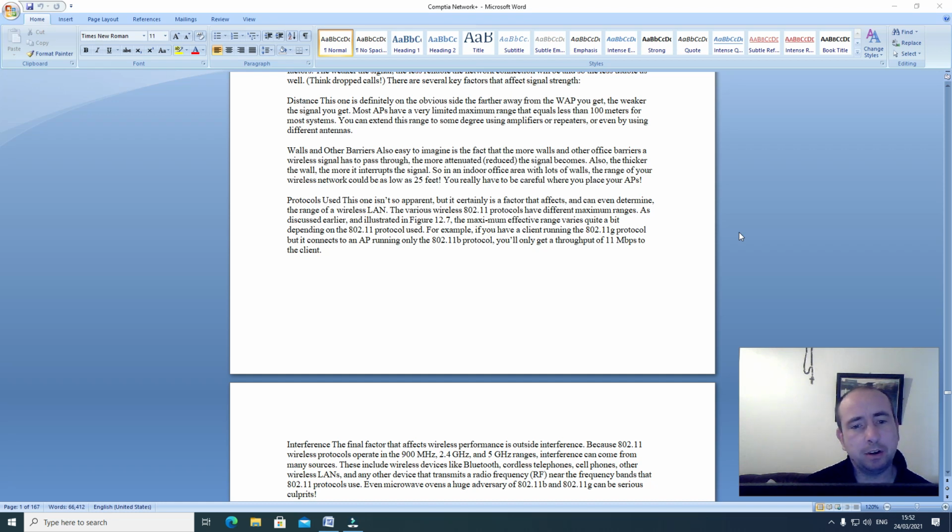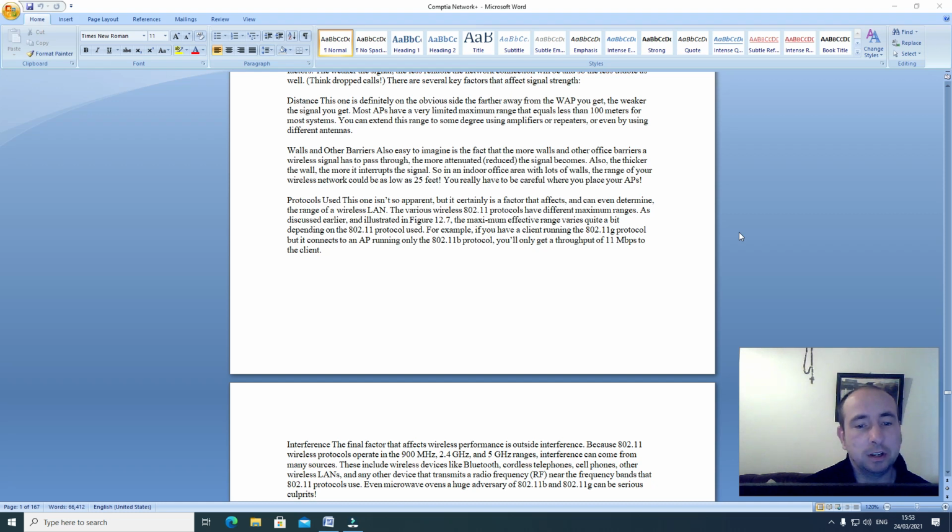Walls and other barriers are also easy to imagine, in that the more walls and other office barriers a wireless signal has to pass through, the more attenuated, or reduced, the signal becomes. Also, the thicker the wall, the more it interrupts the signal. So in an indoor office area with lots of walls, the range of your wireless network could be as low as 25 feet. You really have to be careful where you place your access points.